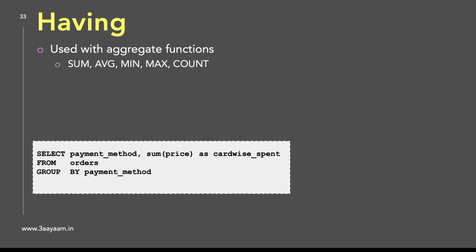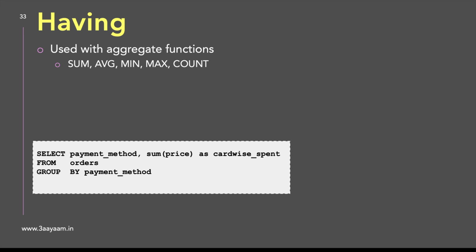Now let's say this is my select statement. I am selecting payment method and I am using the aggregate function sum price as cardwise spent. This is the alias of this column from the orders table, and I am grouping by payment method. Now you know what would happen: because we have 5 payment methods, the sum would be shown at payment method level, meaning all the price for American Express would be added, all the price for Visa would be added, all the price for Chase would be added, and so on.